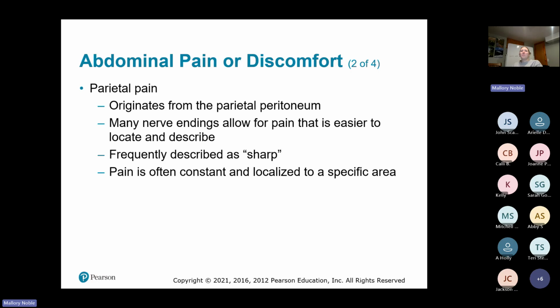Parietal pain. So this is, again, referring to the space itself, that lining that covers the space. There's a lot of nerve endings in this particular type of lining. And that being said, when we have pain, we can usually describe it as sharp. We know exactly where that pain's at. It is right here that hurts, as opposed to, oh, the whole lower abdomen hurts. Okay, right here hurts. Oftentimes that's going to be the parietal peritoneum.